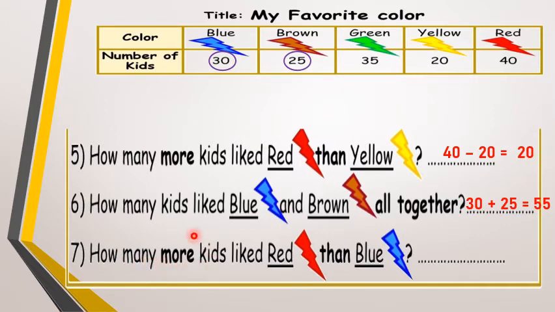How many more kids like red than blue? So I will look at the red and blue. Red is 40. I will take away 30 from 40, because it told me how many more than, and this means subtraction. So it will be 10.